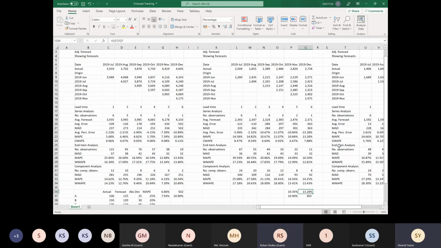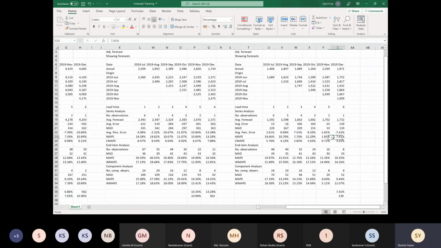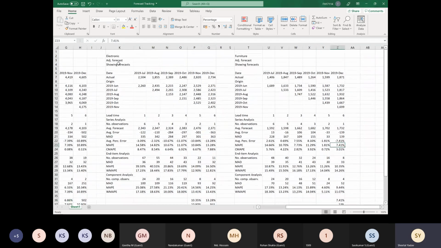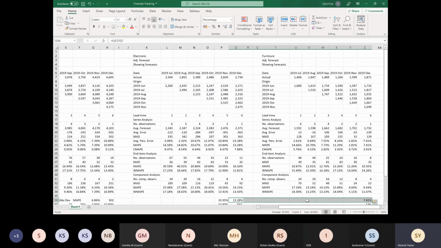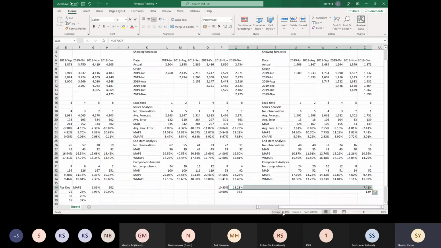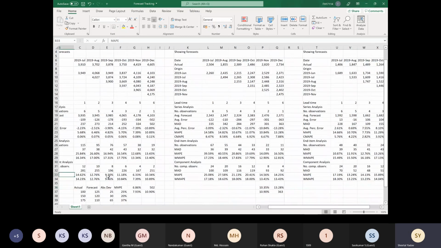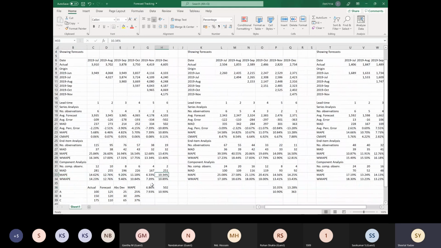But if I'm going to look at electronic and furniture together, these are two components which form consumer good. If I want to know at the consumer good level what my MAPE is for my components, then I'm going to do an average, which in this case is 10.35, and that's what you get to see over here for the month of December. Yeah, got it now. So there were two categories within, and hence the average was taken. Correct. Yeah. Okay.